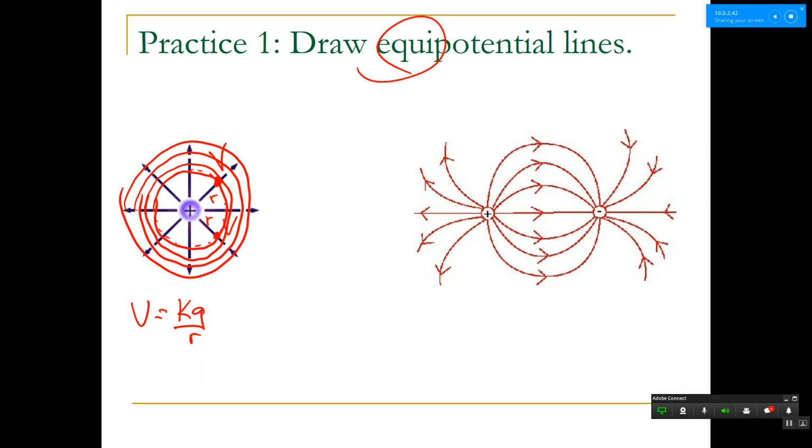On the right, I have two opposite charges, point charges again. We're going to get more complicated later. I have two oppositely charged point charges.